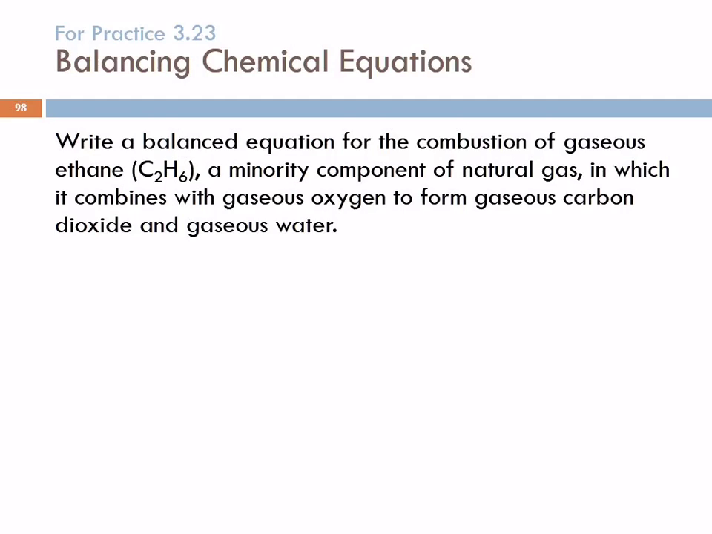So we're interpreting words and turning them into a chemical formula. So when we see the word combines with, that's going to be a plus sign. There we go. Combines with, that's going to be plus. To form, that's where the arrow is, and is plus.